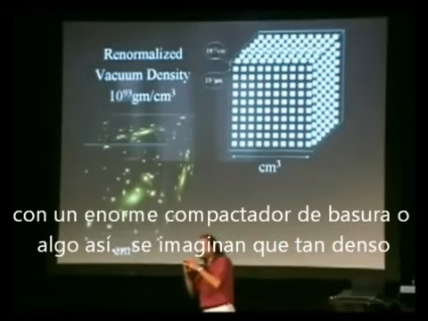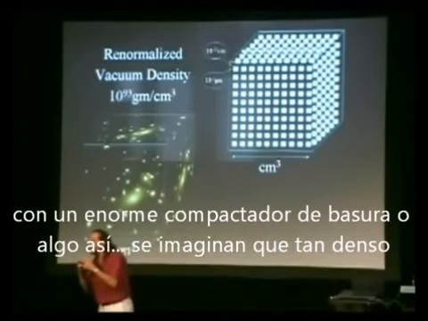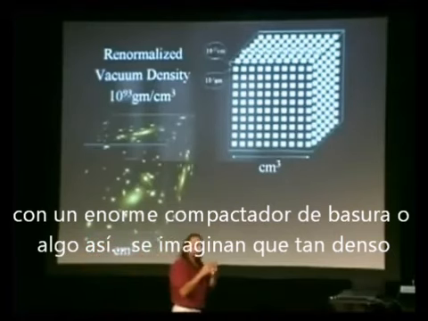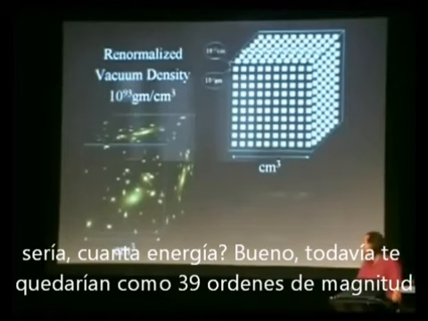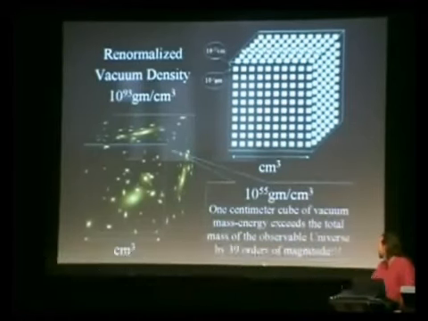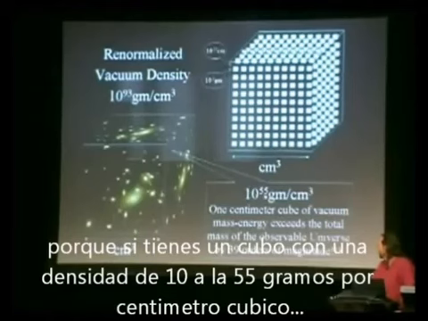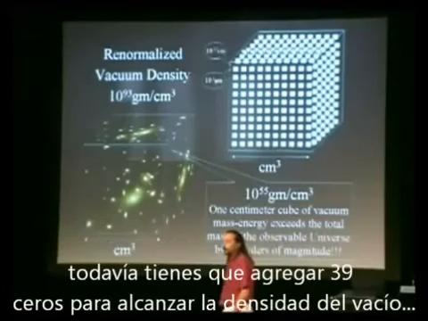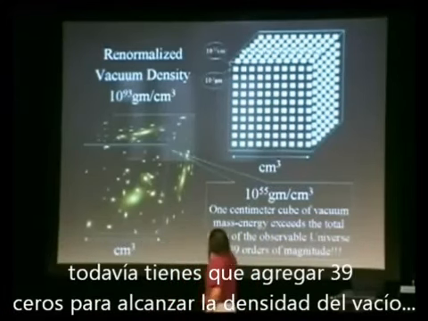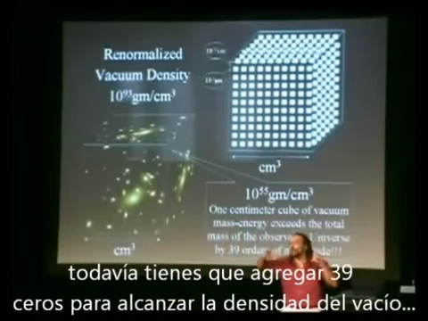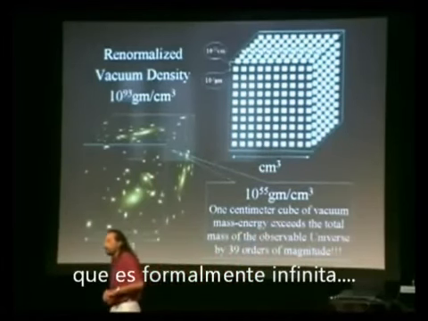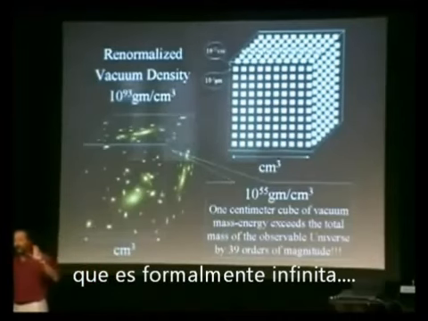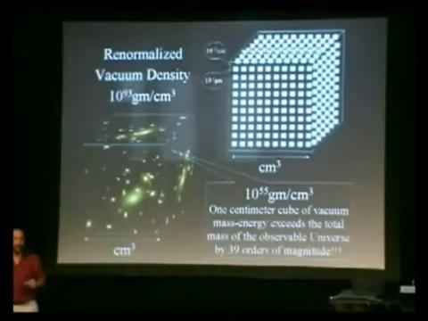Imagine how dense that would be. How energetic that would be, right? Well, you would still be off by some 39 orders of magnitude, right? Because you would have a cube of a density of 10 to the 55th grams per centimeter cube. So you'd be off by 39. You still need to add 39 zeros to get to the density of the vacuum, which is formally infinite, right?